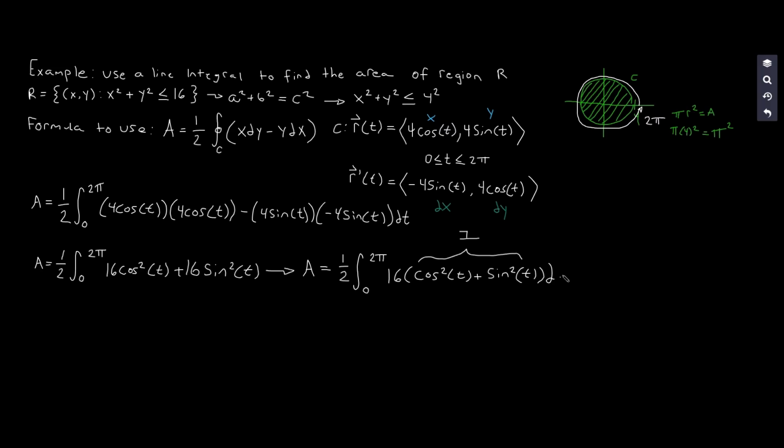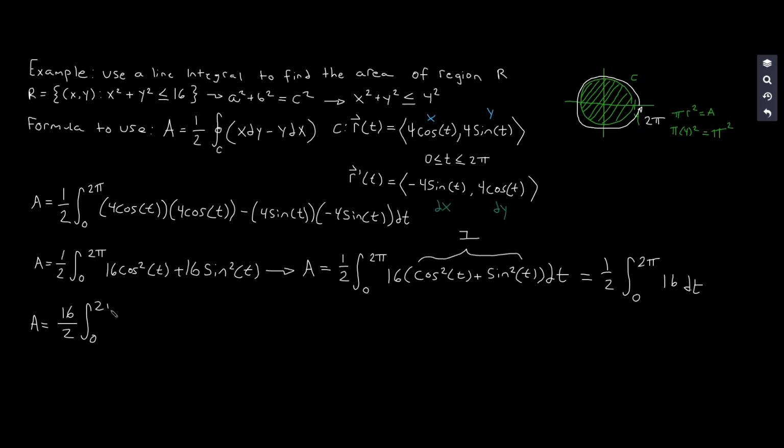And this is dt. This equals 1/2 times the definite integral from 0 to 2 pi of 16 dt. And you know what else that is? Well, that is also 16 gets factored out, put it over 2 because why not?